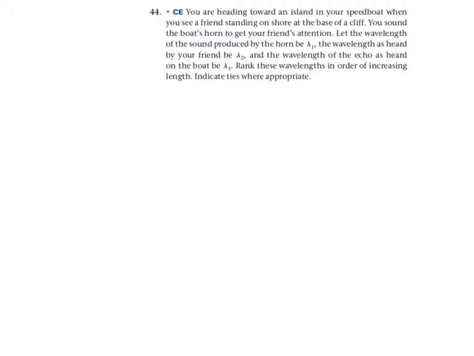Indicate ties where appropriate. We have some waves that are emitted here at what I'm going to call frequency 1. They are received at frequency 2. They are emitted back again at frequency 2 because echoes are the same frequency, and then they are received at frequency 3. I'm using frequency because we did the Doppler effect in terms of frequency. It'll be easy to turn it into wavelengths once we're done.